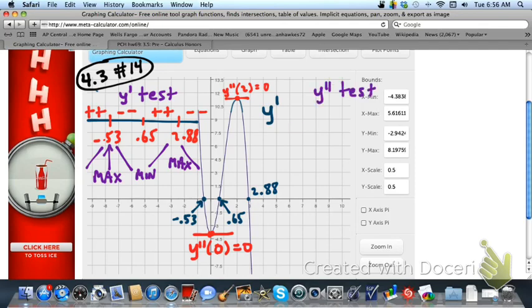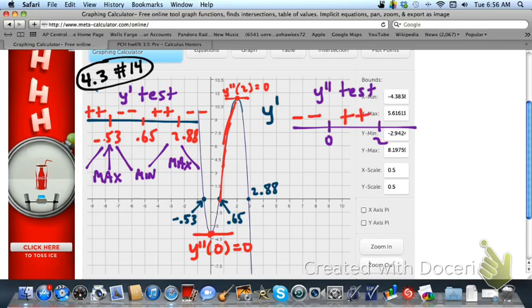Well, the y double prime test, I'm going to have to write over some of this stuff. 0 and 2 are the two y double prime critical points. And we can see clearly that the slopes of y prime to the left of 0 are all negative. So therefore, y double prime is negative to the left of 0. You can see that the slopes are all positive in between 0 and 2. So therefore, y double prime is positive there.